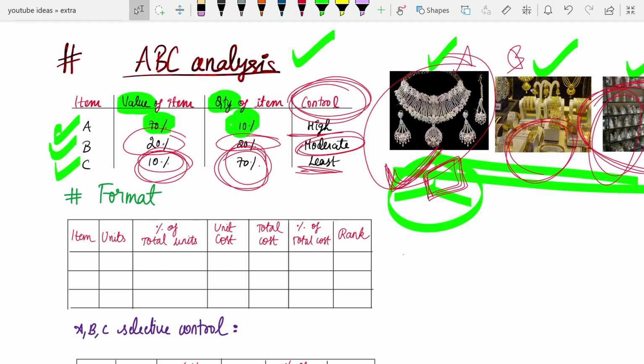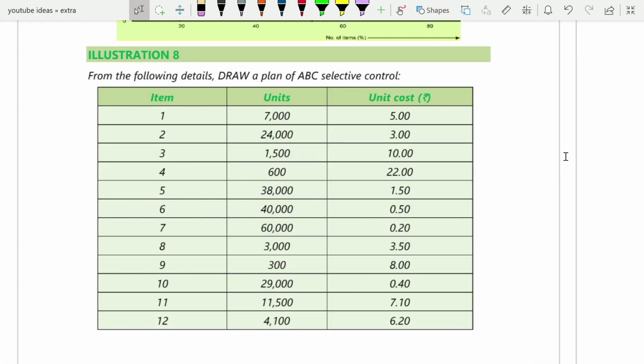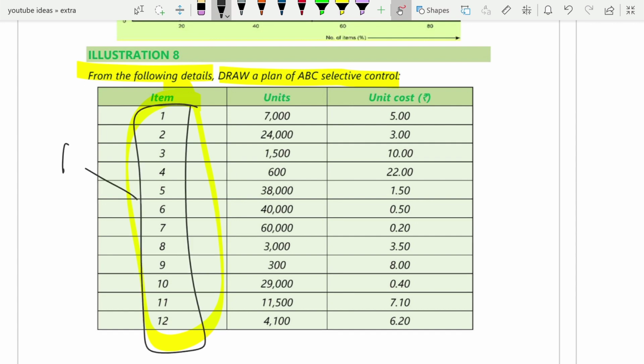Now let's go through the sum and understand. In illustration number 8, they tell you that from the following details, draw a plan of ABC selective control. They have given you a lot of items here, and all these items you have to divide into three categories: category A, category B and category C.